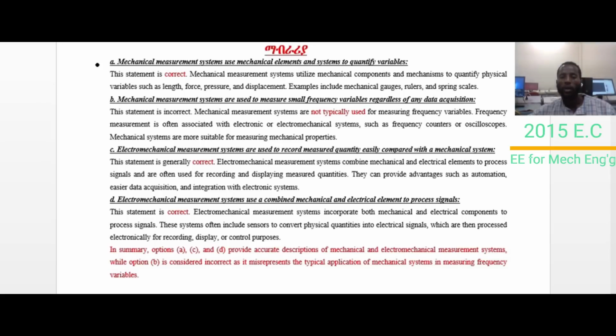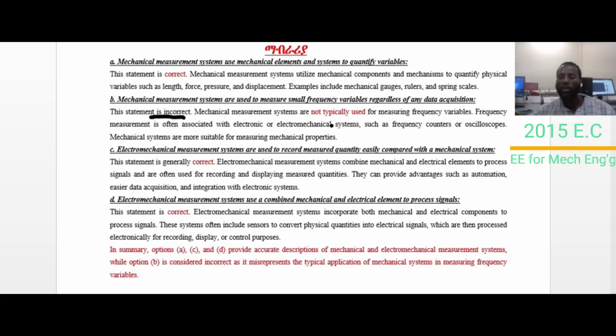When we go to choice A, the mechanical measurement system uses mechanical elements and systems to quantify variables. This statement is correct. A mechanical measurement system utilizes mechanical components and mechanisms to quantify physical variables such as length, force, pressure, and displacement also. And in B, mechanical measurement systems are used to measure small frequency variables regardless of any data acquisition. This statement is incorrect.